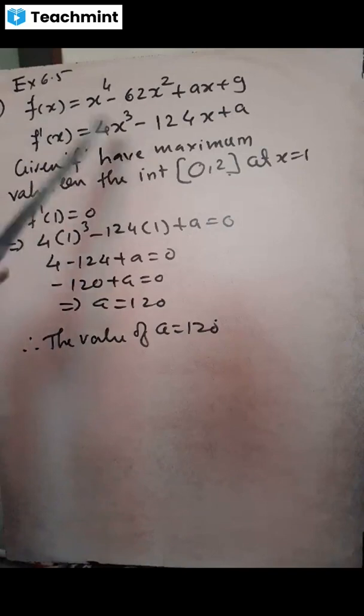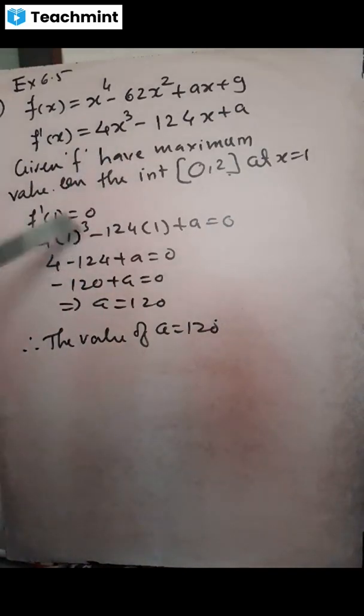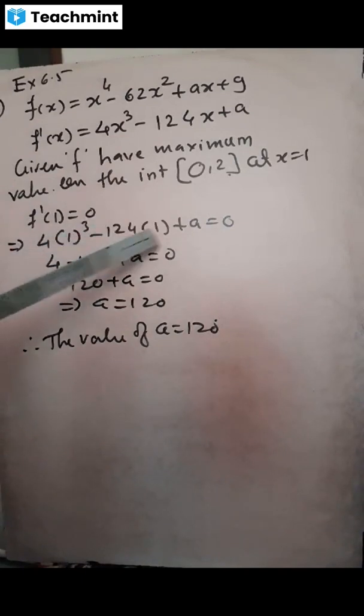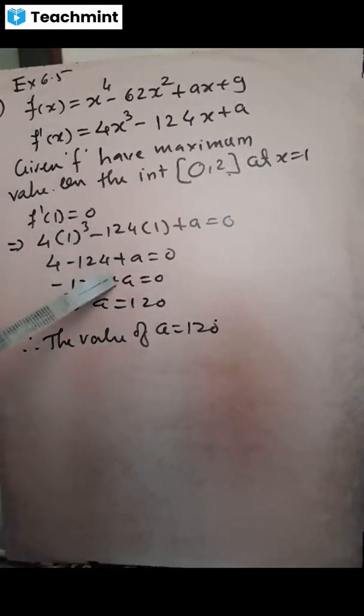So putting the value of x as 1 and f dash equal to 0, what will we get? 4 into 1 cube minus 124 into 1 plus a equal to 0. Solving further, we got the value of a as 120. And therefore, for the given function, the value of a is 120.